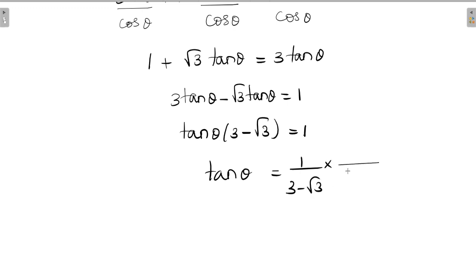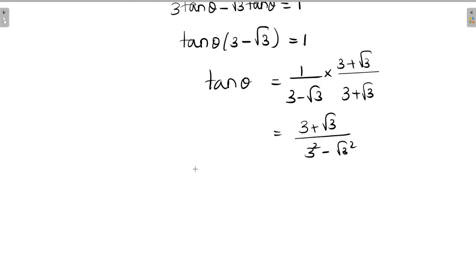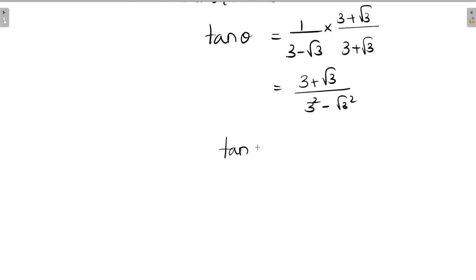Multiply the numerator and denominator by the conjugate of 3 minus root 3 to remove the irrational number from the denominator. So 3 plus root 3 on both. Now the result is 3 plus root 3 divided by 3 squared minus root 3 squared, which is 9 minus 3 as the denominator. So tan theta is equal to (3 plus root 3) by 6. This is the answer we have shown.